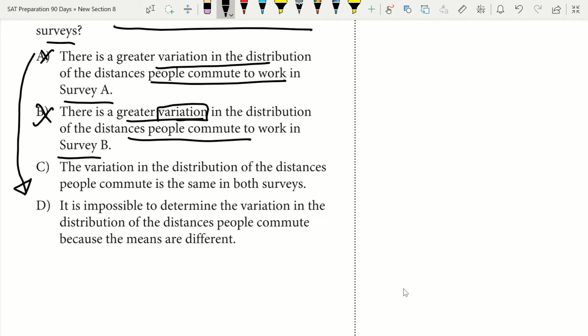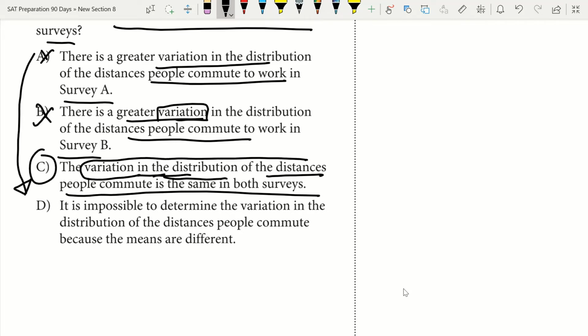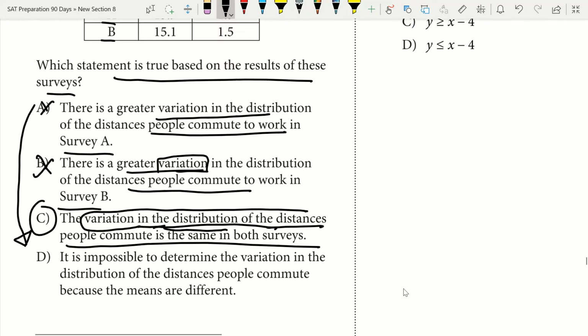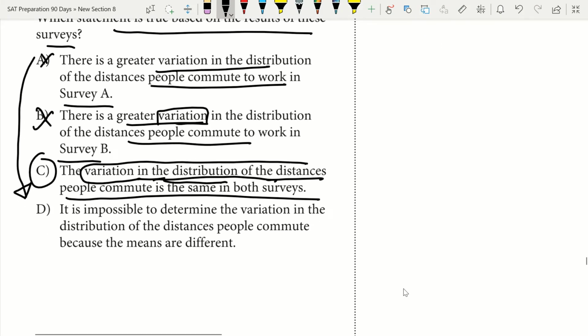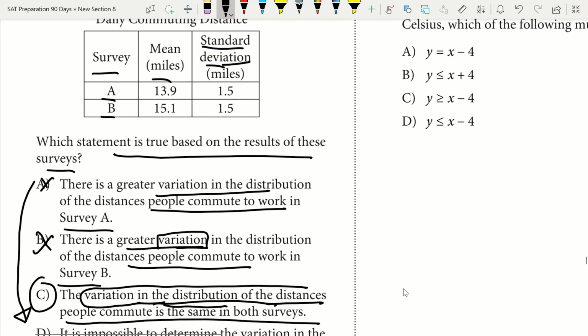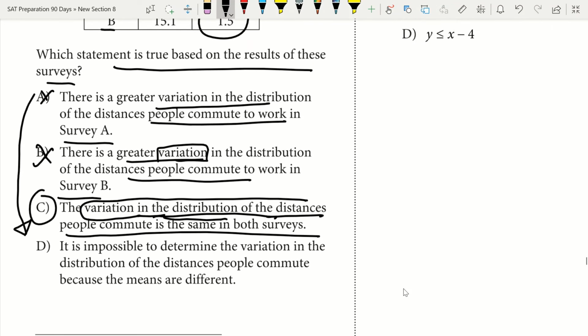Okay, C, the variation in the distribution of the distances people commute is the same in both surveys. Yes, okay, we know that that's true. That standard deviation is the same. Therefore, the variation in that distribution of the distances that they commute is going to be the same. Okay, standard deviation is a measure of that variation from the mean. So we know the variation in that distribution of the distances they commute is going to be the same in both surveys because that standard deviation is the same. Okay, so C will be our correct answer for 25.